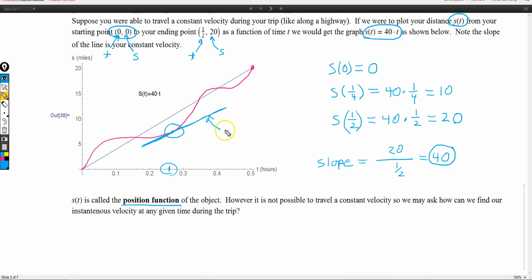So in other words, our instantaneous velocity is going to be the slope of a tangent line. And how do we calculate slopes of tangent lines? We take the derivative. So we're going to see that our instantaneous velocity is going to be the derivative of our position function. So that's what we're going to look at now.